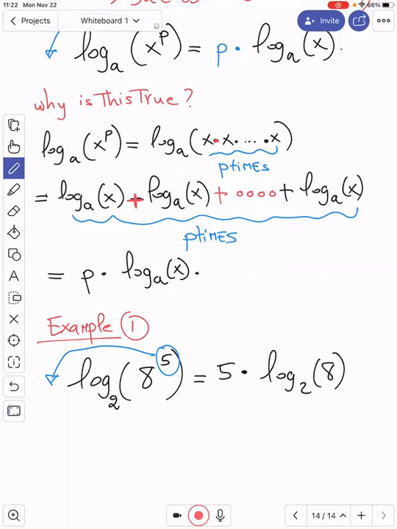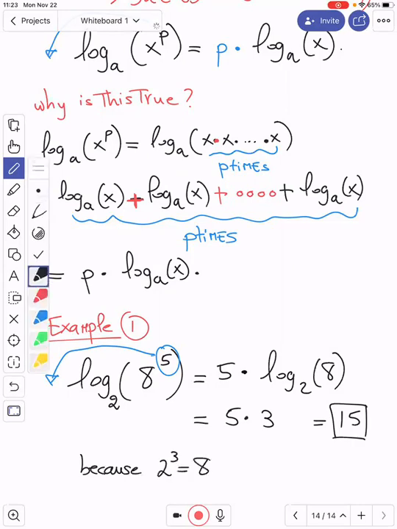And what's log in base 2 of 8? Well, for which power of 2 are you going to get 8? Well, that would be power 3, right? So then this is actually 5 times 3, which is 15, because 2 cubed is equal to 8. That's why here I got 3, because 2 cubed is 8.